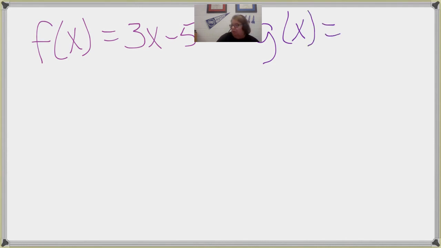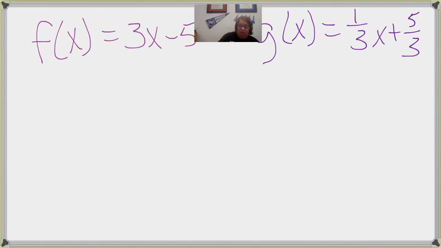Let's say we have f of x equals 3x minus 5, and g of x equals 1/3 x plus 5/3. And I want to know, are these inverse functions? The question might say, verify that f of x and g of x are inverse functions. Or the question might say, are f of x and g of x inverses?